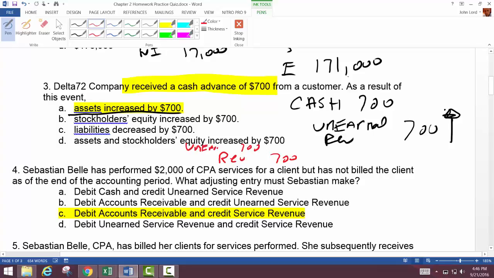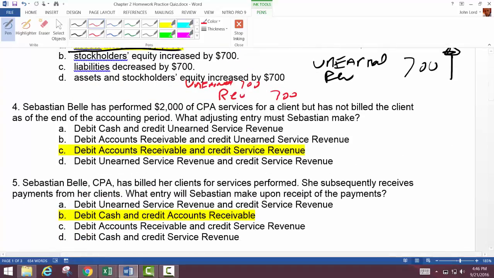Good, because I've now provided that service, right? That says unearned. I'm just going to debit the unearned. I'm just calling it unearned rather than calling out the revenue. I debit the unearned revenue. Okay, good. Now come over and take a look at this next one.